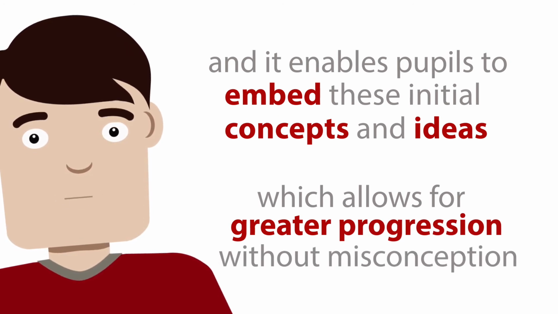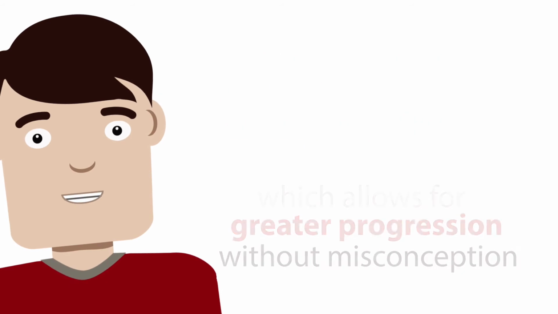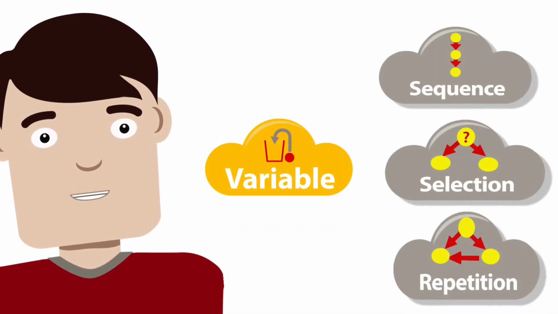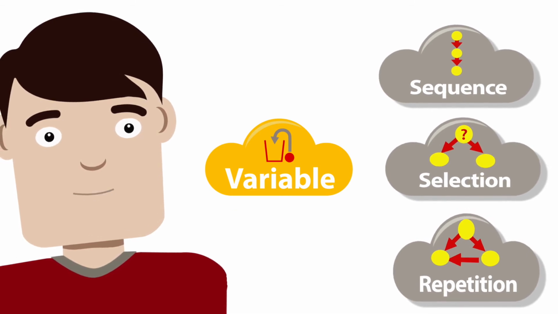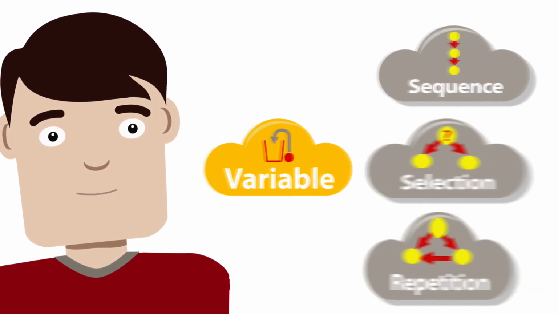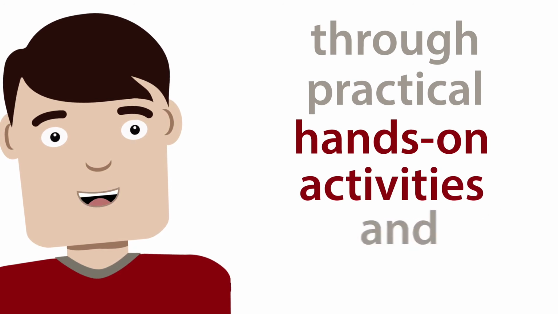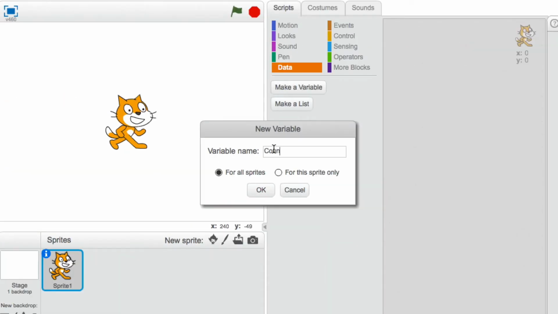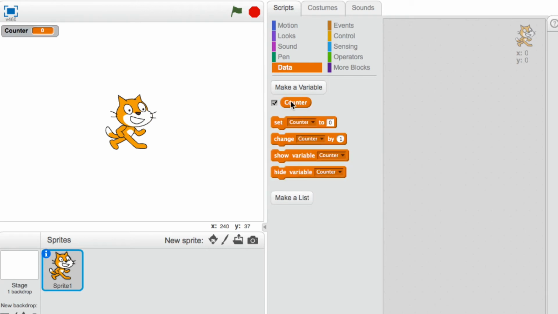So, using this simple concept and definition as its starting point, the session goes on to look at the role and use of variables alongside the three key algorithm constructs, and exploring and unpacking all of this through practical hands-on activities and investigation. It begins by looking very practically at how all this can come together in the form of a counting program within Scratch.